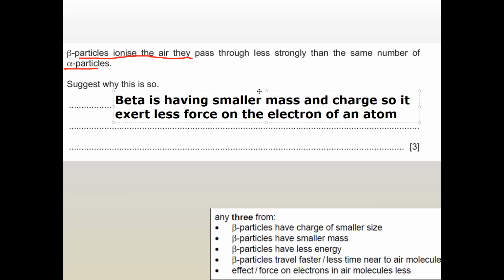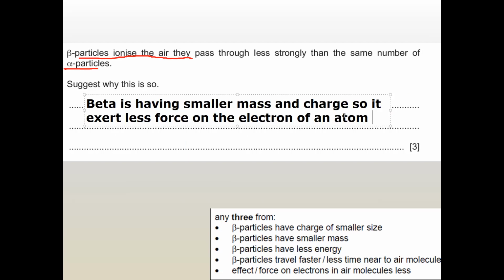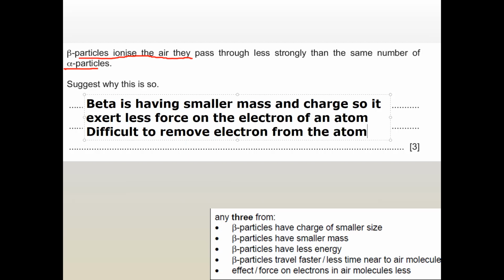What will happen to this force? As it exerts less force on the electron of an atom, it will be difficult to remove the electron from the atom. Beta particles are basically electrons with less mass and less charge, so they are not able to knock out the electron from an atom easily. That's why beta particles have low ionization.